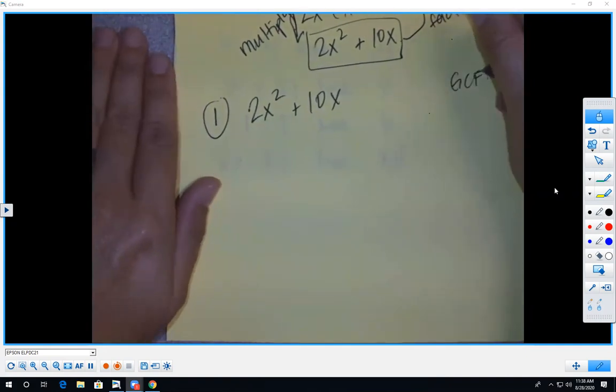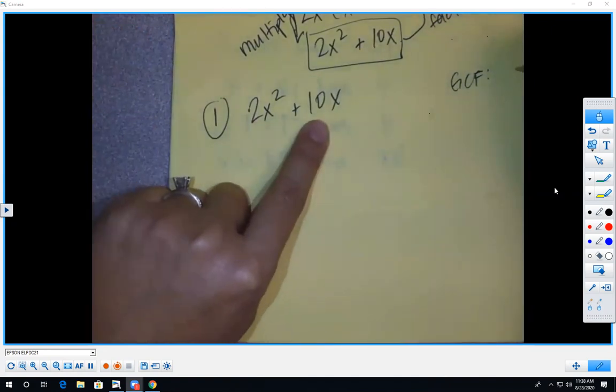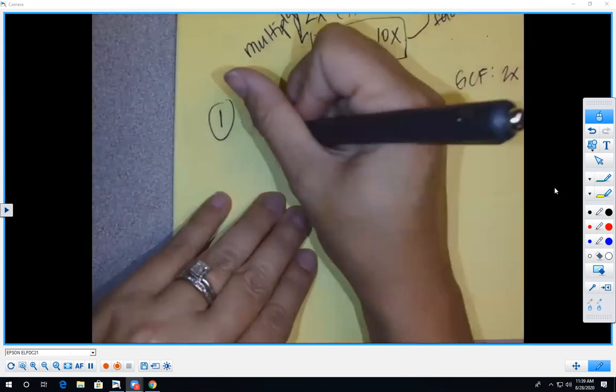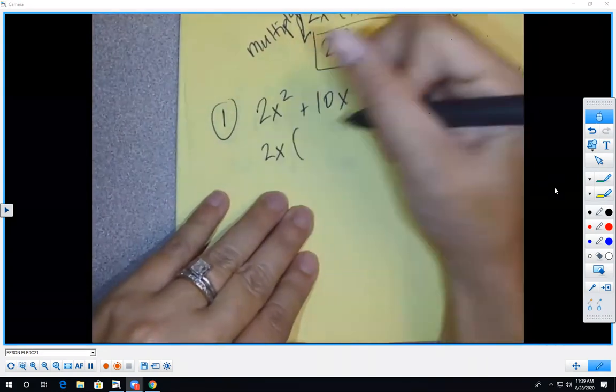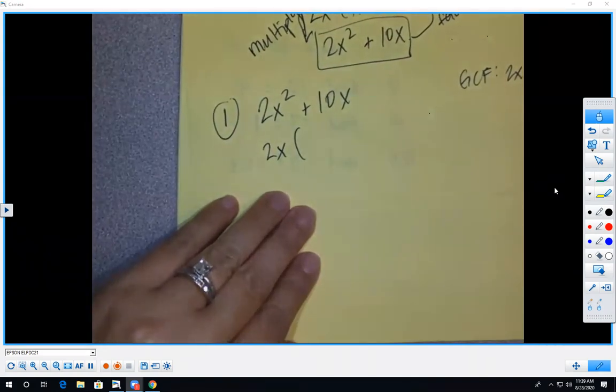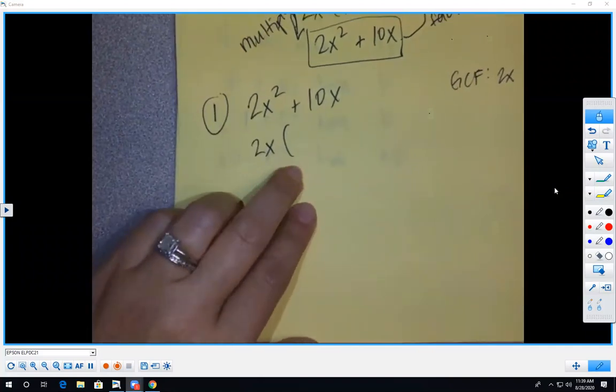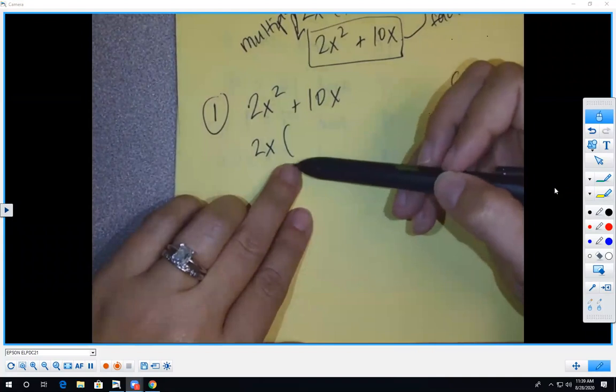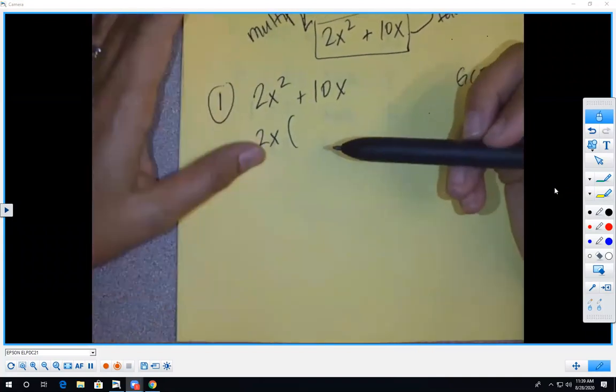What is the greatest common factor of 2x squared and 10x? 2x. So I'm going to write that out front, and then I'm going to open parentheses. What you put inside the parentheses, you're going to divide this out or like unmultiply it if you need to think about it that way.